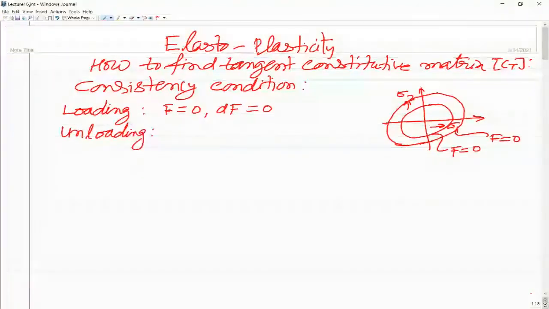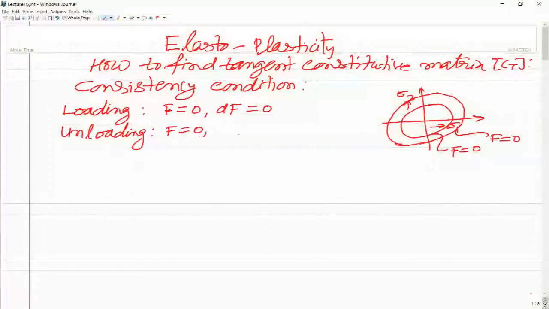So when you are unloading, from the state where F is 0, you will find that dF would actually be less than 0, because F would decrease. If the unloading is going to be elastic, then F is going to be less, so dF would be negative.